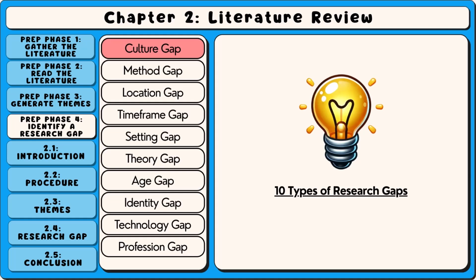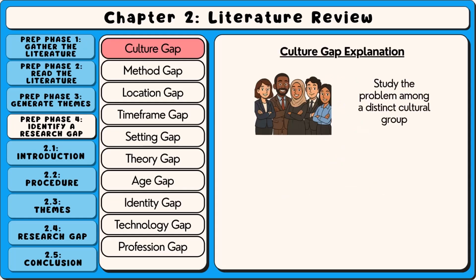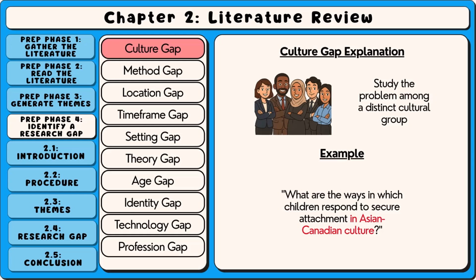For example, here are 10 types of research gaps you could try to identify after completing your literature review. The first one is a culture gap, where you study the problem within a distinct cultural group. For example, you could say, what are the ways in which children respond to secure attachment in Asian Canadian culture? Here, you would be differentiating your study from previous studies by looking at the issue from the lens of a particular culture.